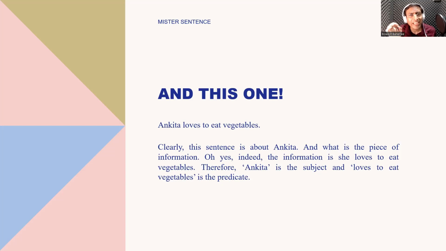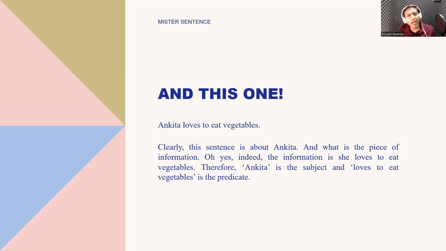And this one. Ankita loves to eat vegetables. Clearly, this sentence is about Ankita. And what is the piece of information? Oh, yes, indeed. The information is she loves to eat vegetables. Therefore, Ankita is the subject and loves to eat vegetables is the predicate.